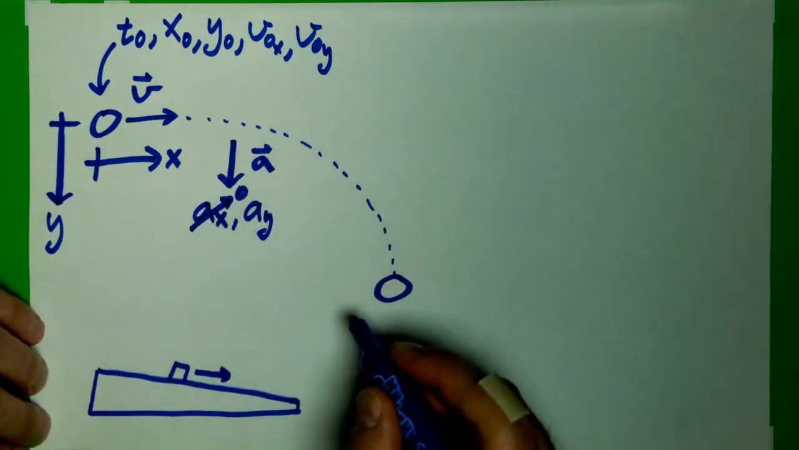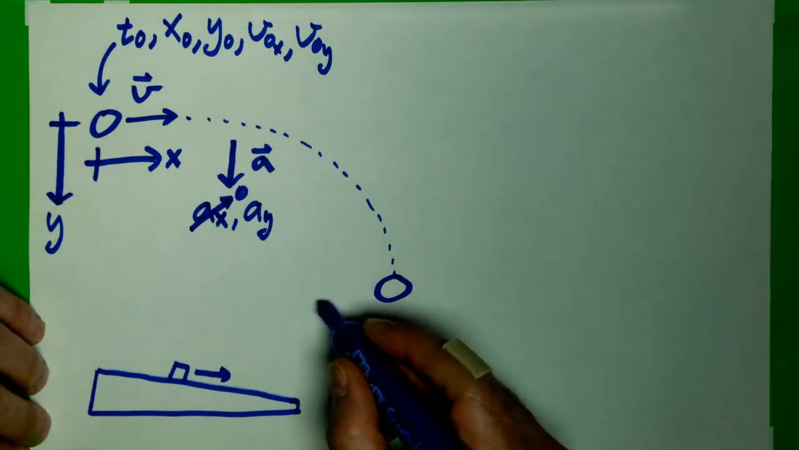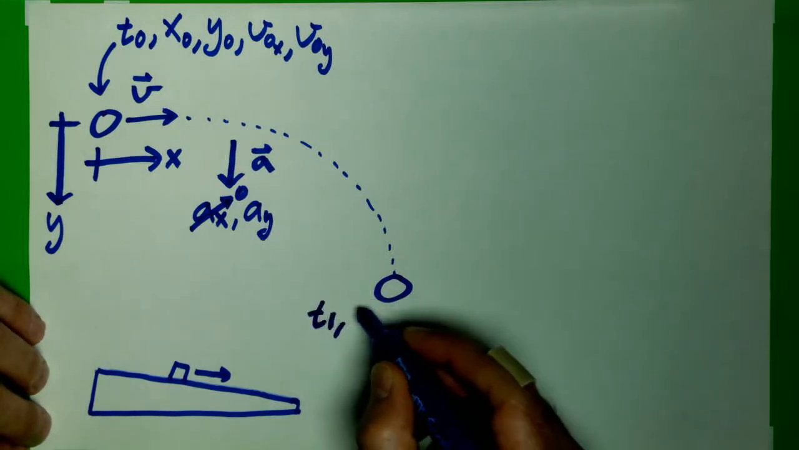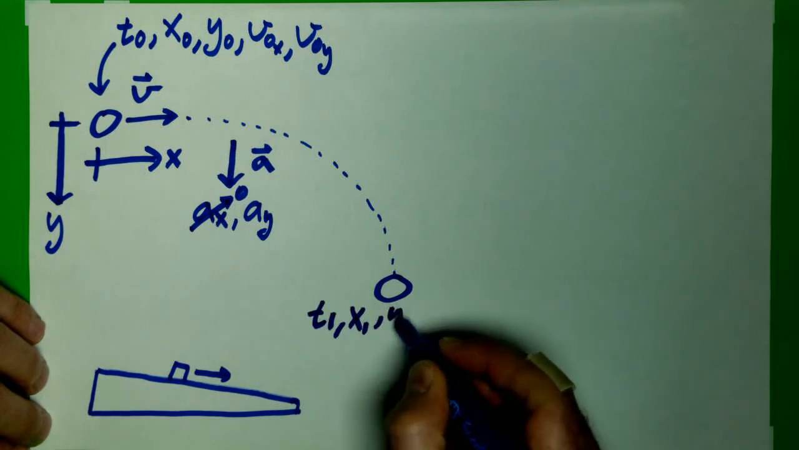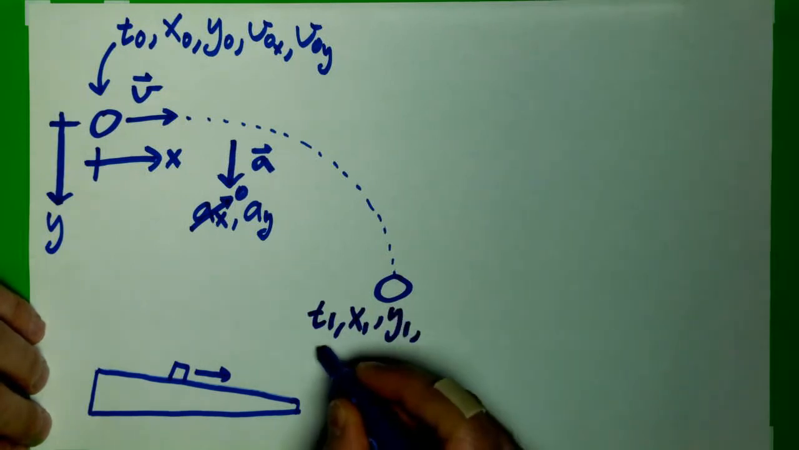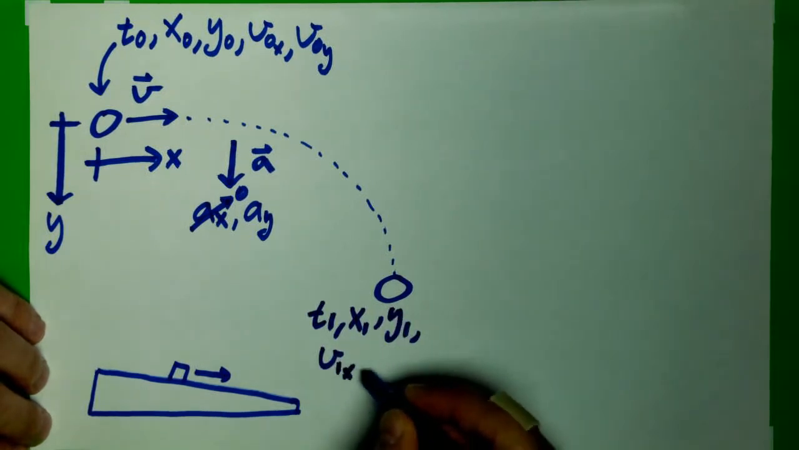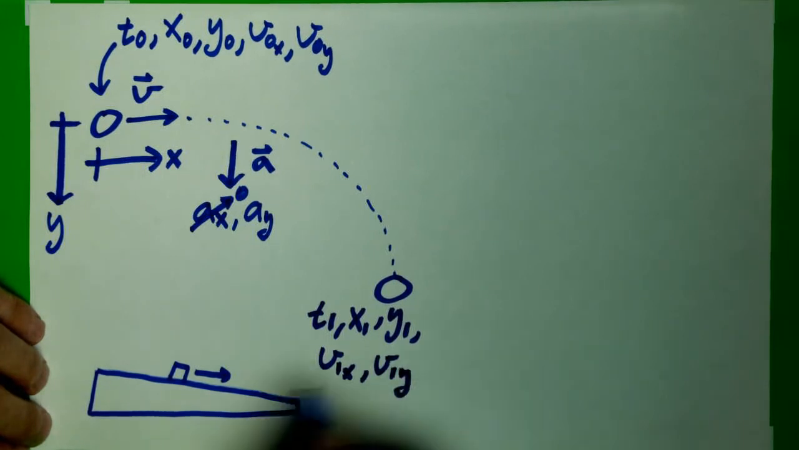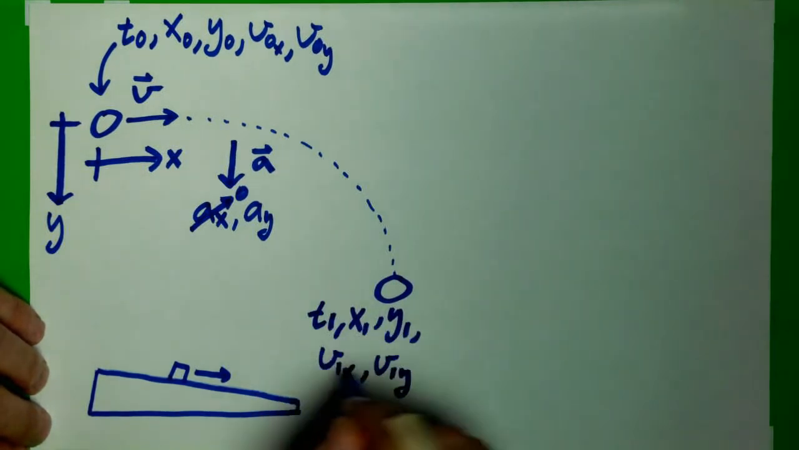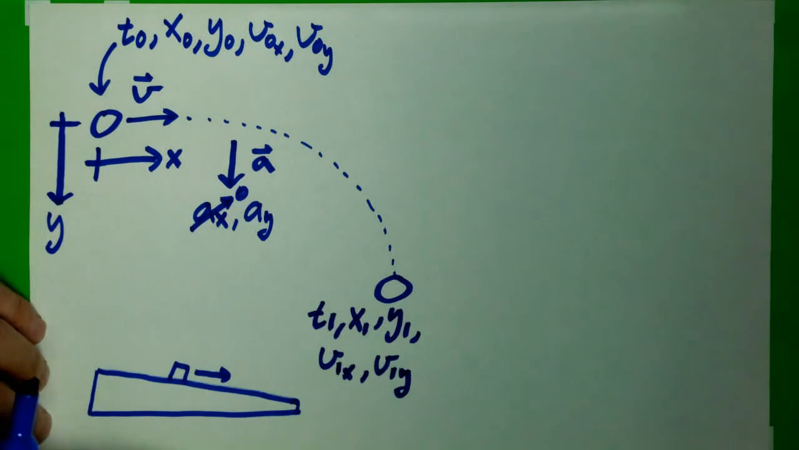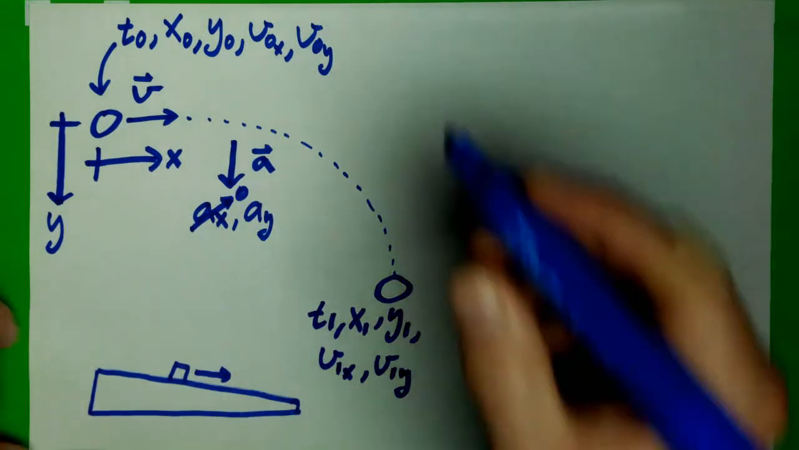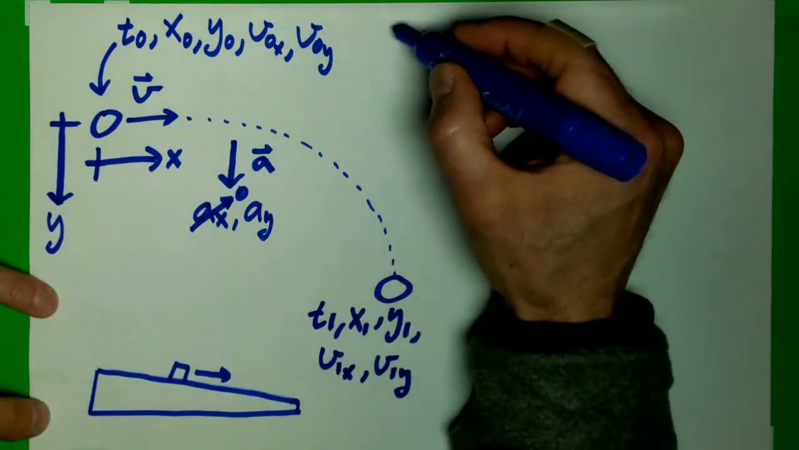Okay, now down here, this one's moving. It's at a later time, t1, an x1, a y1, a v1x, and a v1y. So again, 5 kinematic variables for this two-dimensional situation. What do we know? Okay.